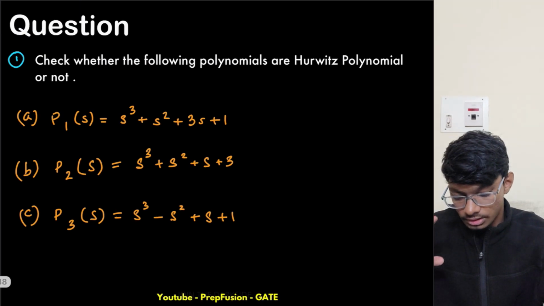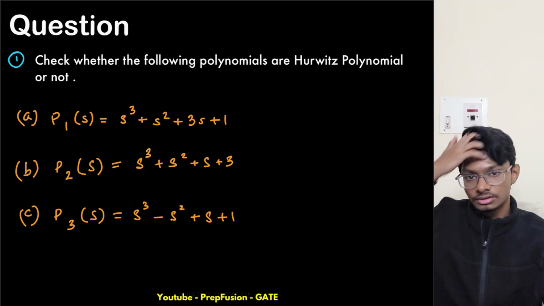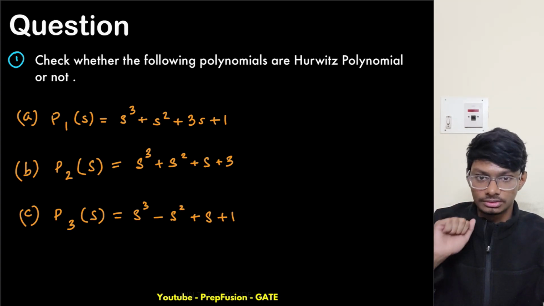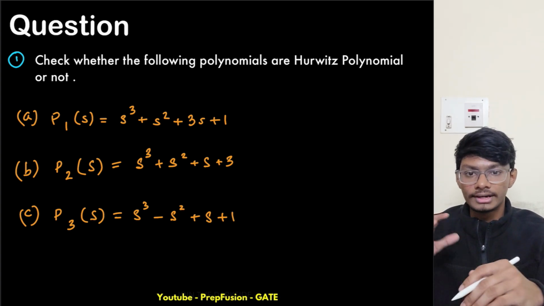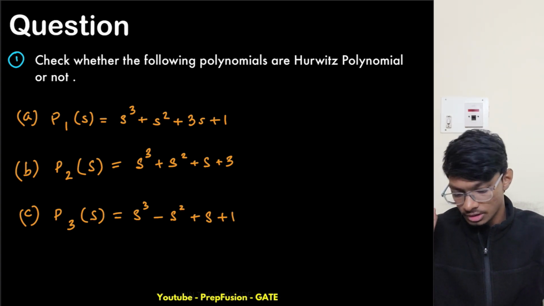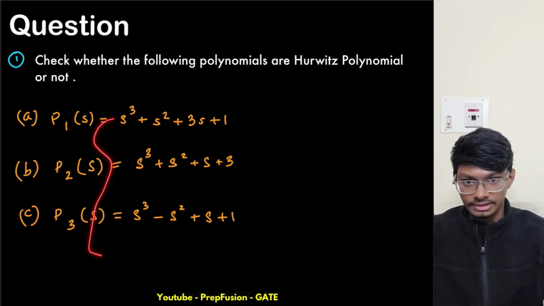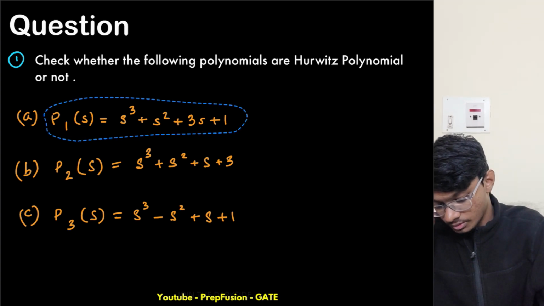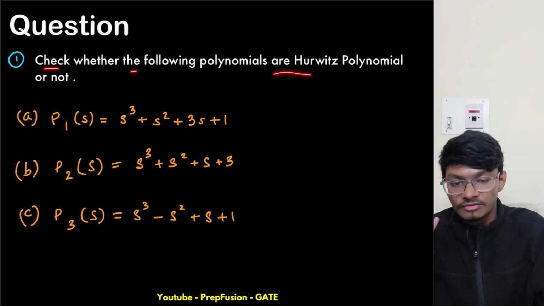Now these are a few polynomials, right? What I want you to do is find the roots, which you can do by hand calculation, or you can search Google for a "solve for x" calculator, put in the coefficients, and see the roots of each of these three. If I take the first one, what is this question asking us? Check whether the following polynomial is a Hurwitz polynomial or not.